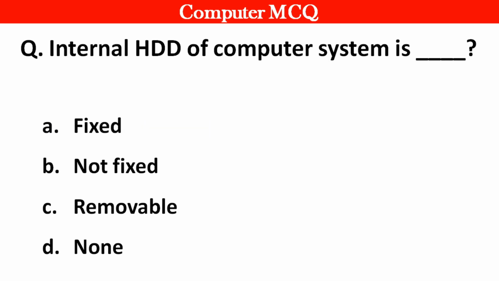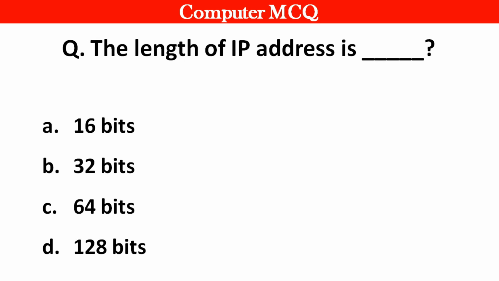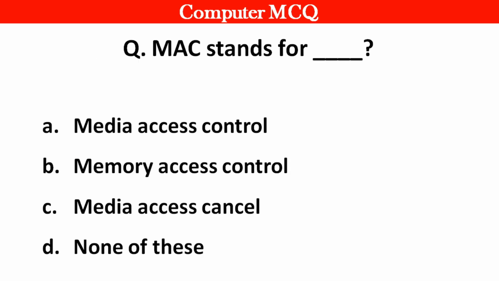Next question, internals HDD of computer systems is dash. Right answer is options A, fixed. Next question, the length of IP address is dash. Right answer is options B, 32 bits. Next question, MAC stands for dash. Right answer is options A, media access control.